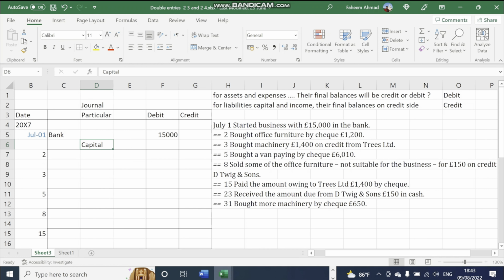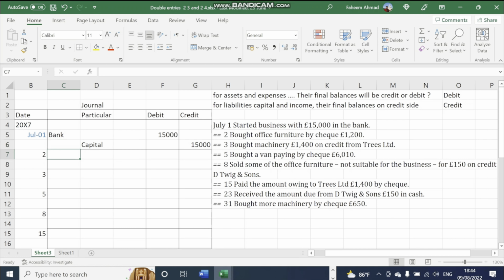Now see, capital I will pass entry here. All credit entries with the 1 inch difference on the right hand side, all debit entries on left hand side. This way, if anyone looks at the journal, they can immediately see and spot which entry is to be debited, which entry is to be credited. 15,000 pounds credit.